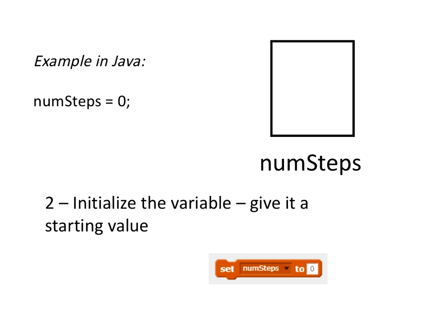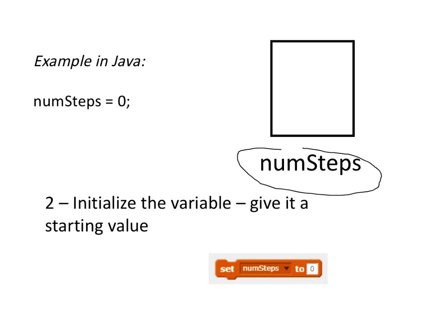So once you've declared a variable, you can then initialize it. There are 3 steps to using variables. The second step is to initialize the variable, and that means give it a starting value. So if you recall, our variable is called numSteps. In Scratch, you use the set block, and I'm setting it equal to 0 at the beginning.